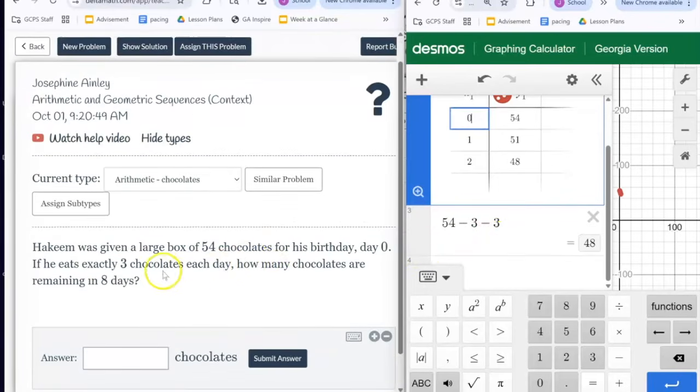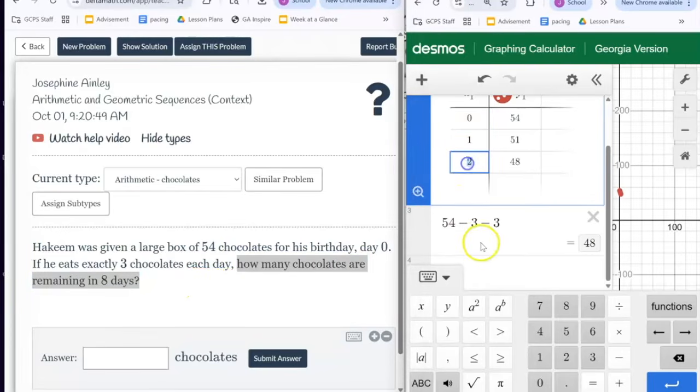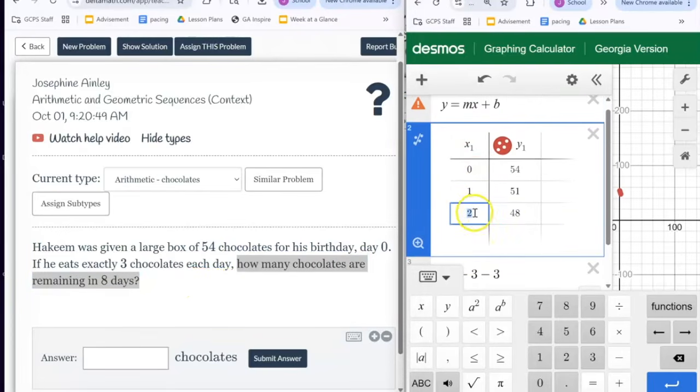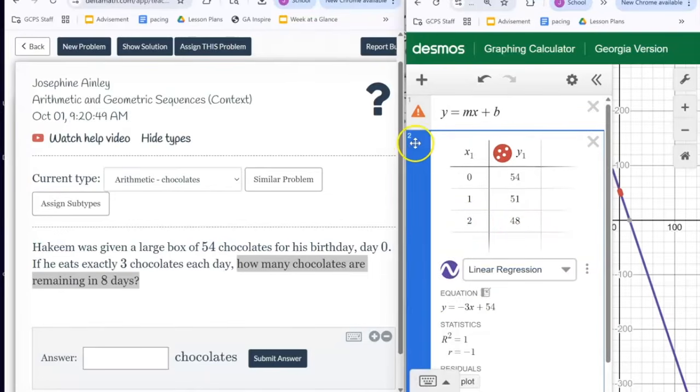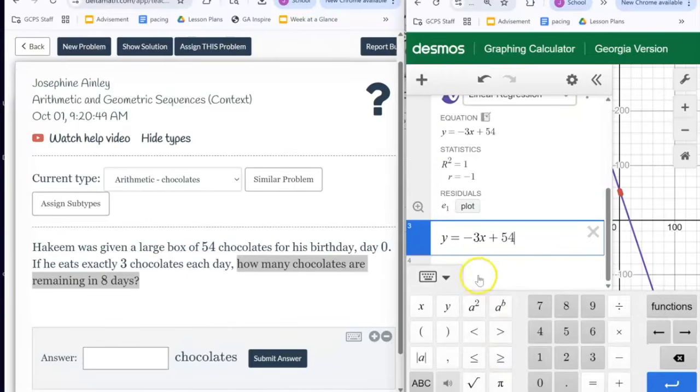Okay. So another question is, how many chocolates are remaining in 8 days? So right now, this is day 2, because that's the X value, day 2. To find out how many is remaining in 8 days, I could repeat this process more, but nobody has time for that. Click that. There's your linear regression right there. You're going to copy that, Control C, and put it on the next line, Control V. This is my linear regression.